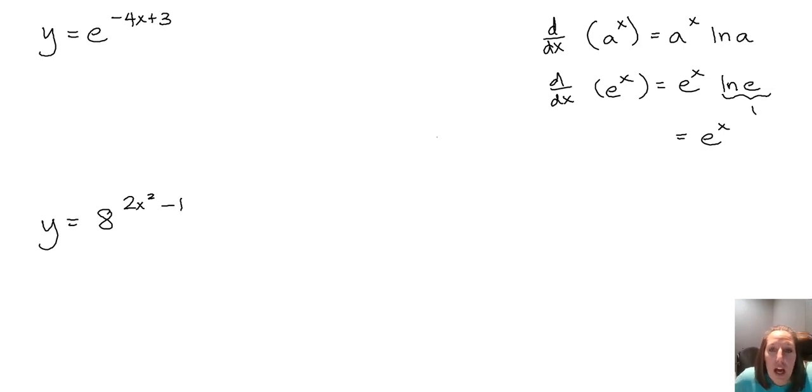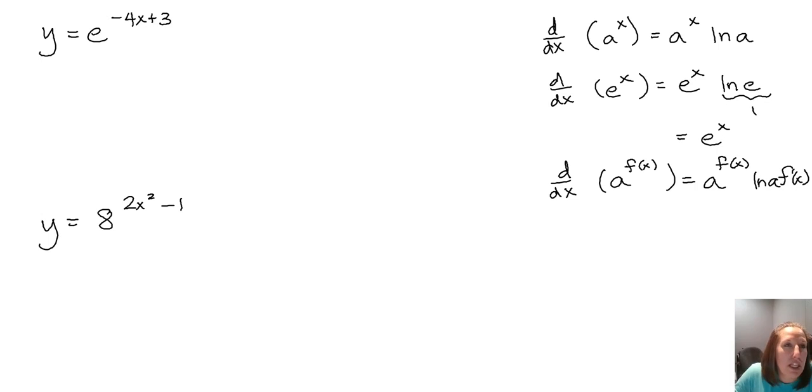Now you see a lot of exponential functions that have more than just a single x in that exponent, and so there we need to involve the chain rule. So if we have, in general, a base a raised to some function of x in the exponent, that derivative is going to be a raised to that function times the natural log of a times the derivative of that exponent. So we'll employ the chain rule there. All right, so let's look at these two examples.